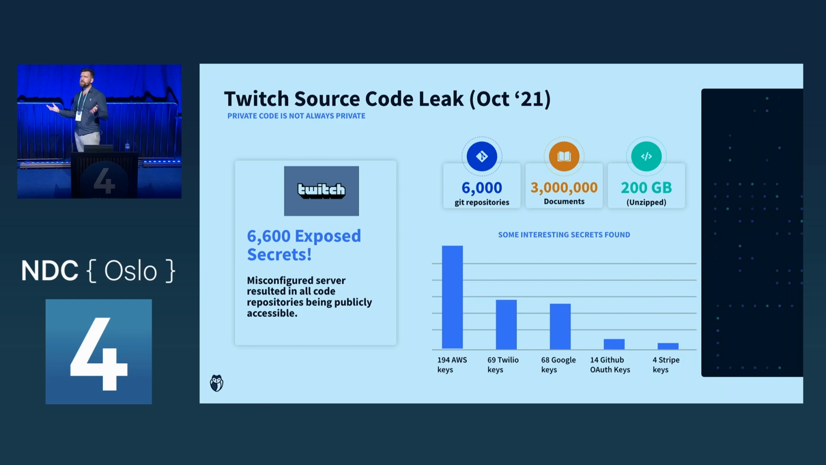Twitch had their entire source code leaked, including all their mobile application source code, and they had 6,000 repositories. We scanned it, and we found over 6,000 secrets in their source code that was leaked online via a torrent. We found 194 AWS keys, 69 Twilio keys, 68 Google keys, and so on and so forth. So lots of sensitive information. And Twitch wasn't necessarily a bad example. They just had a lot of source code, so we found a lot of secrets.